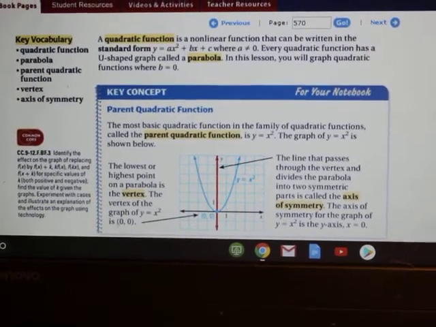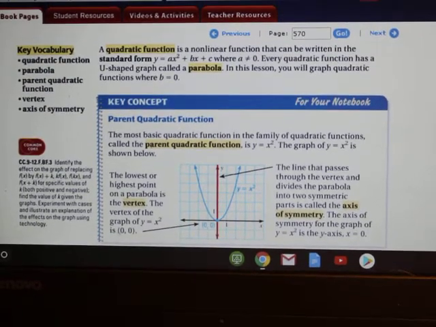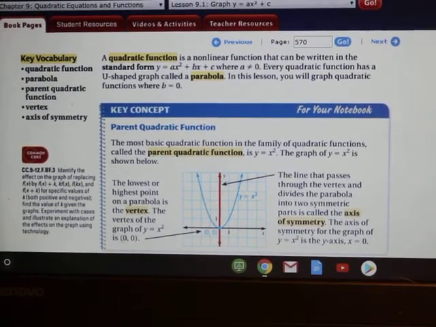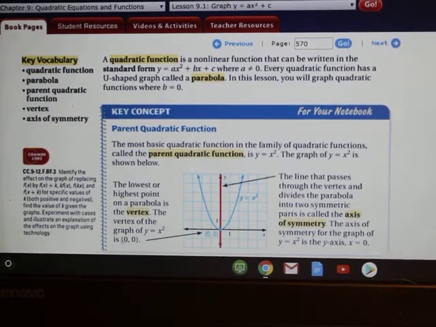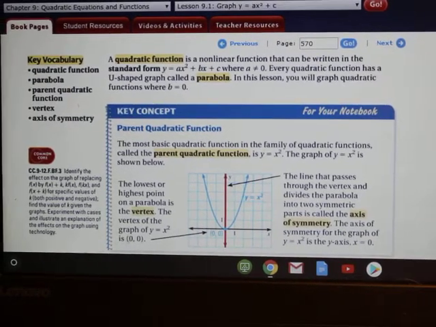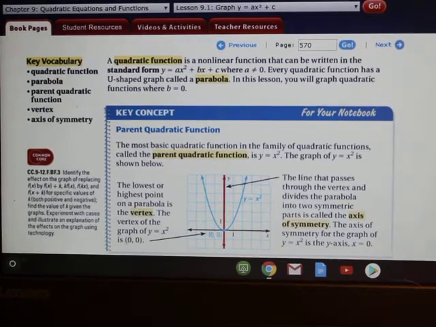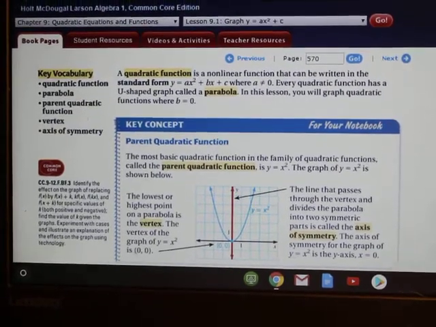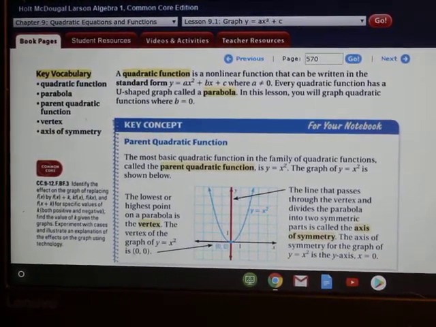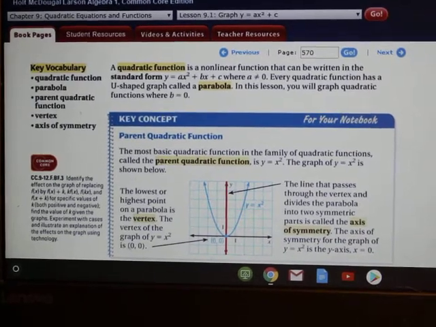You'll notice that it has a squared term, a linear term, which is just an x to the first power, and then a constant term, which is c. So anything in that form with an x squared is going to be considered a quadratic function, and it will have a U-shaped graph called a parabola.